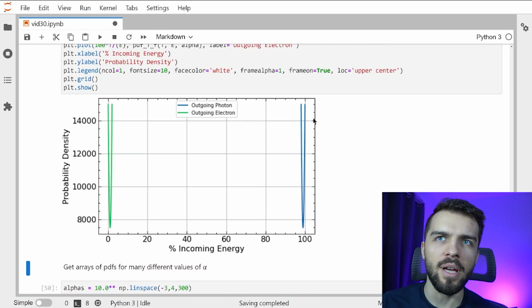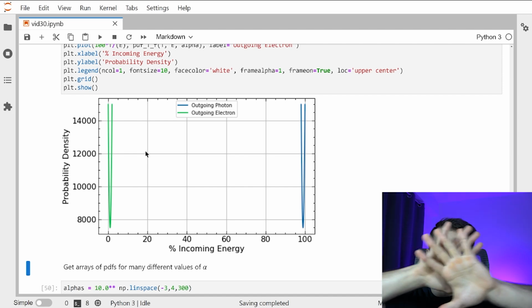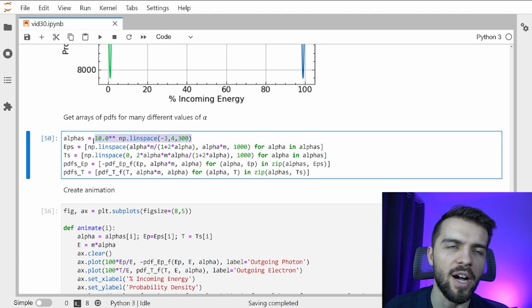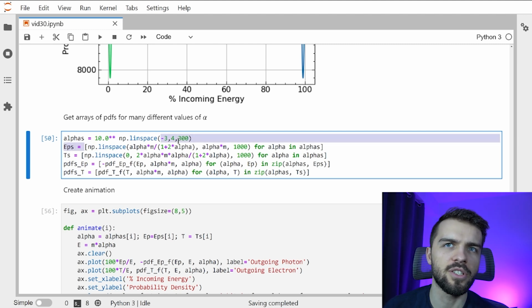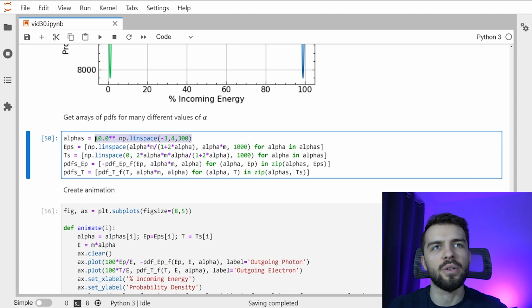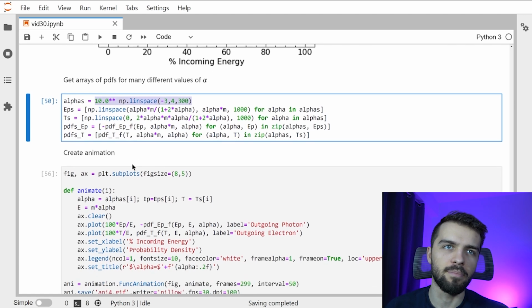So I want to create an animation where this plot goes as a function of alpha, and you'll see as alpha gets bigger or smaller, how these two curves change. So like before, I create a bunch of different alphas. From this, I get a bunch of different arrays for my E primes, the outgoing photon energy, the T's for the kinetic energy of the electron, and my PDFs as well. So I'm basically just using list comprehension to get a bunch of different arrays, each for a different value of alpha, as opposed to one value of alpha.